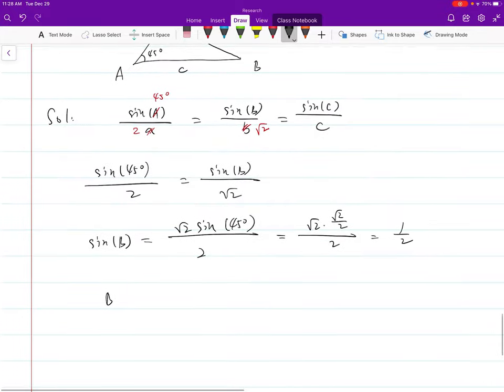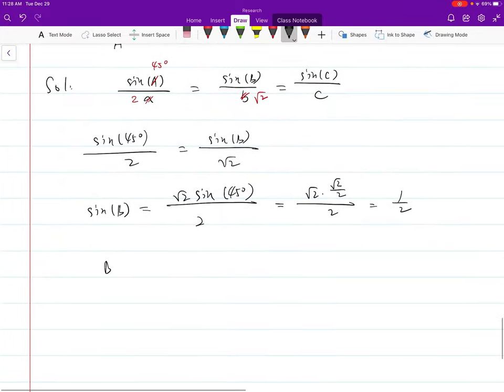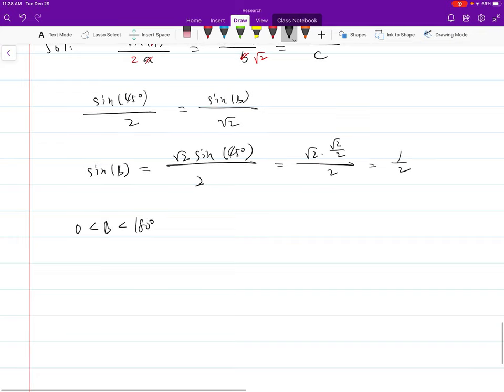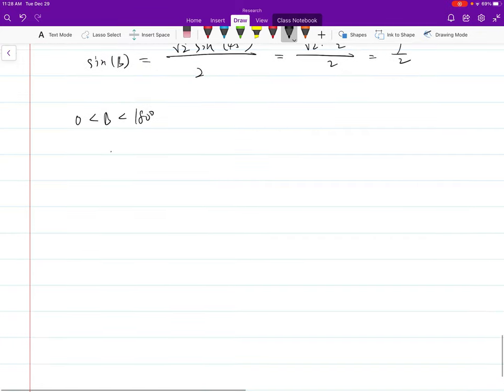So let's draw it carefully. If B is in a triangle, what do you know? You know B is between 0 and 180, right? So starting from there, we are going to draw this. We technically have 4. But we only need these two. These two, we don't need because it's beyond 0 to pi.